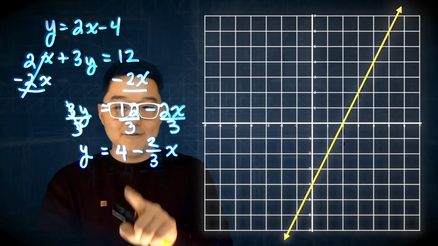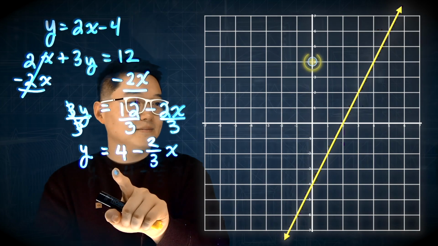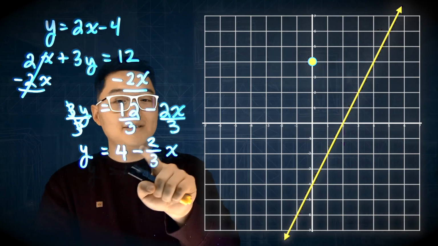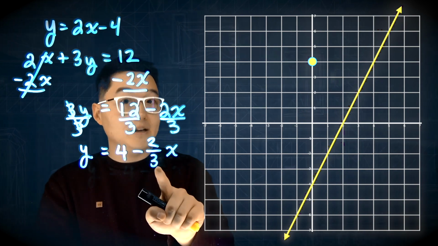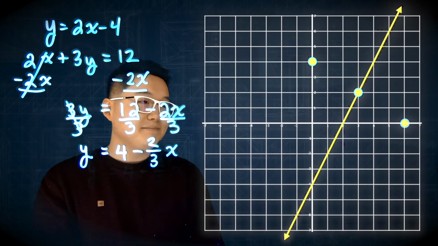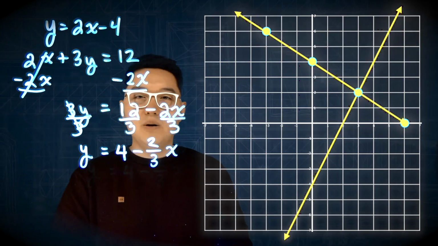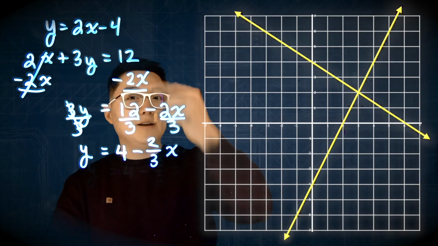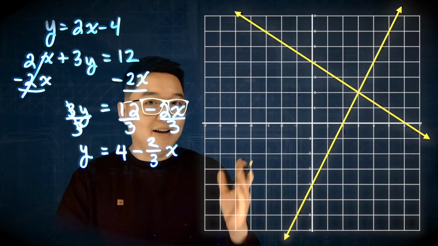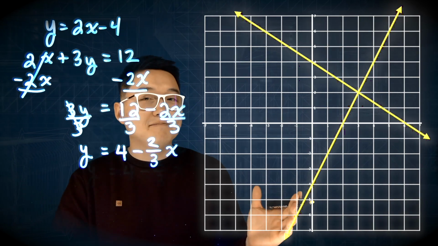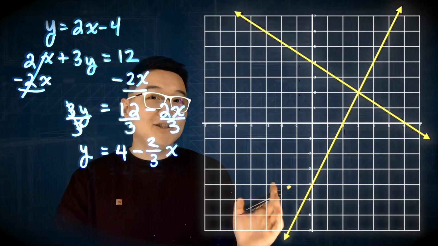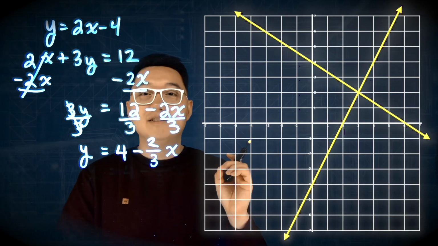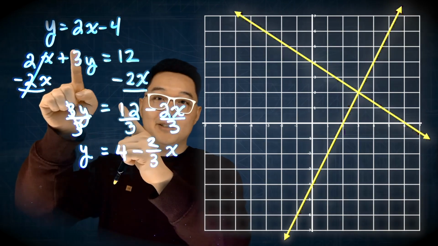This equation starts at 4, and the slope is negative 2/3. That means I'm going to go down 2, over to the right 3. And there we have it. So what is the solution to the system of two linear equations? Meaning, if I graph those two lines, what is the point of intersection? We see that the point of intersection is 3, 2. That point is a solution to both equations.